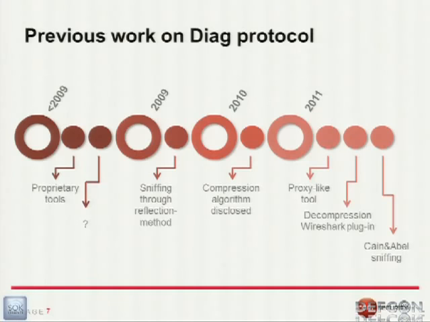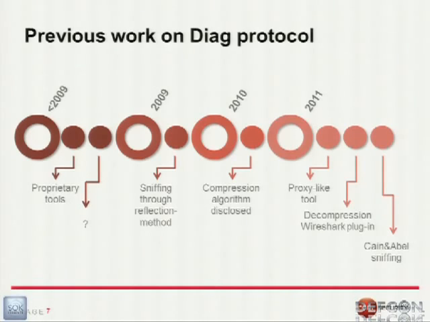So in 2010, Denis Yurichev published in his blog an article where he found that the compression algorithm being used in the protocol is the same compression algorithm used in the MaxDB open source product. So MaxDB is an open source database. So the implementation of the compression algorithm is available, and he wrote a small tool to decompress the traffic, and it helped a lot in trying to understand how the protocol works.